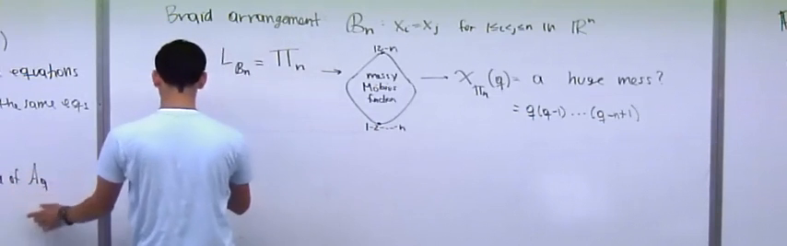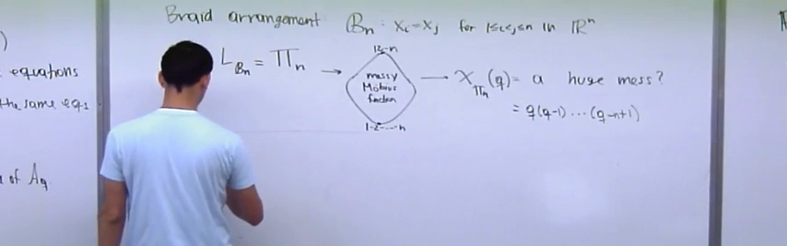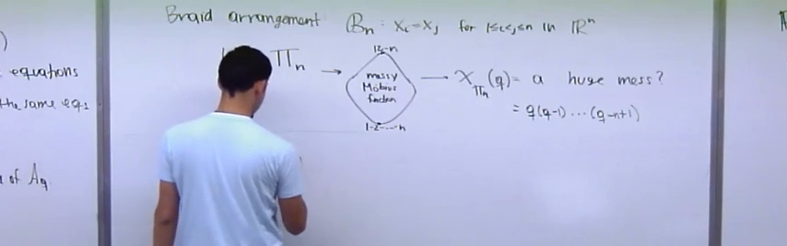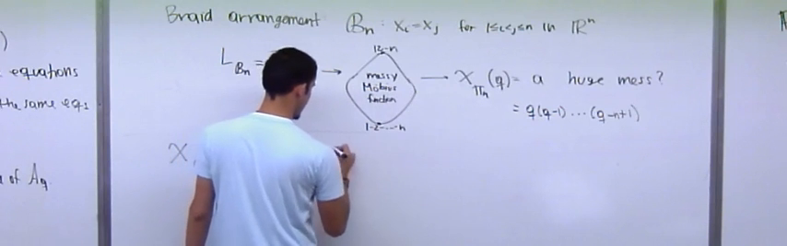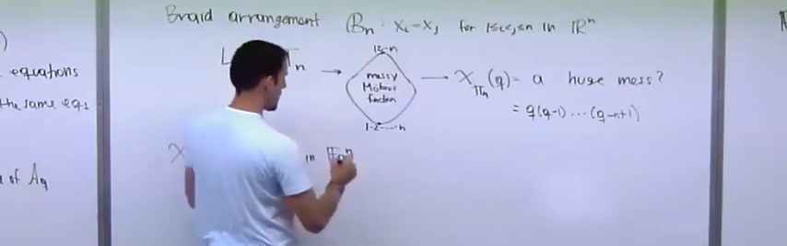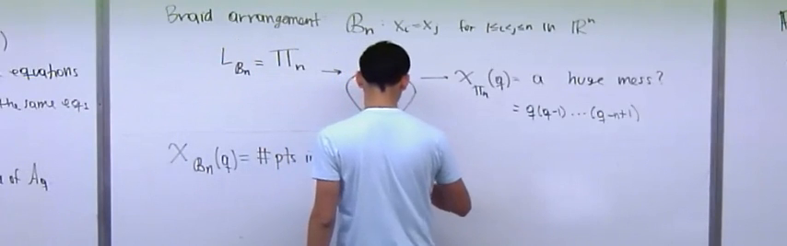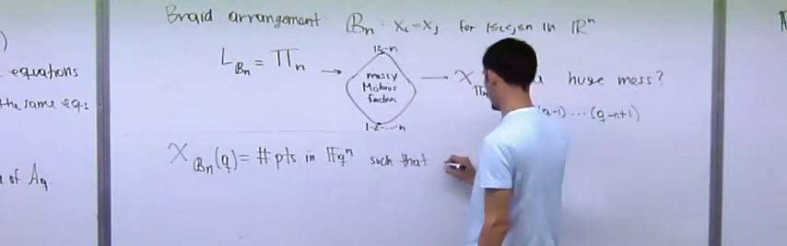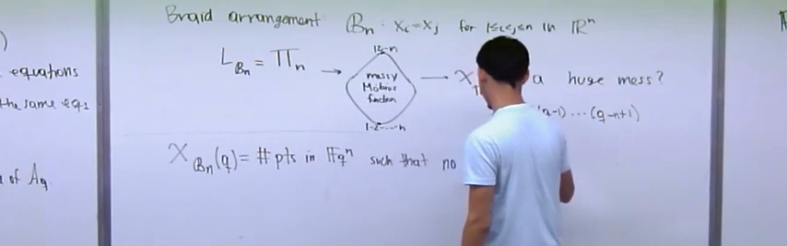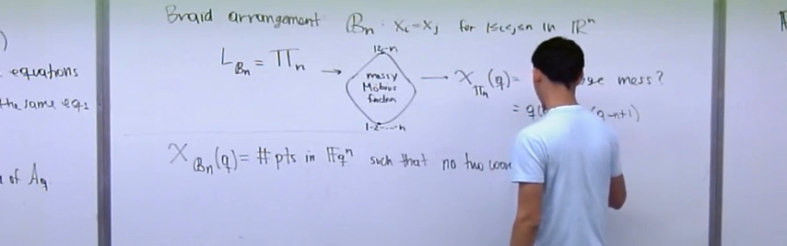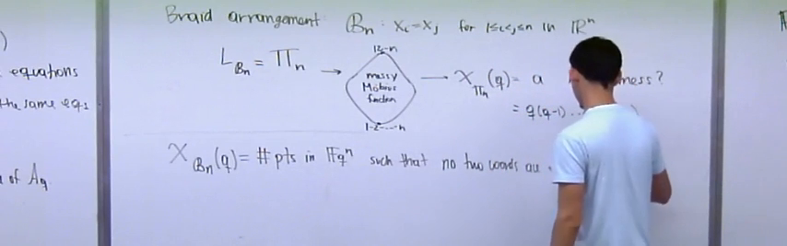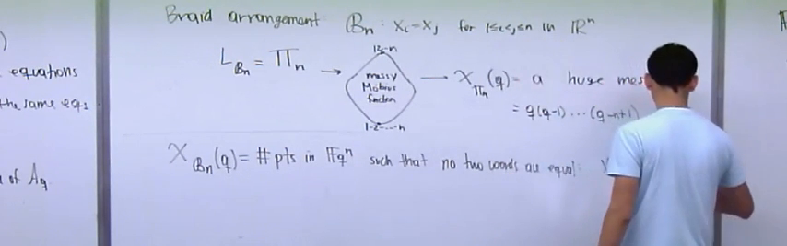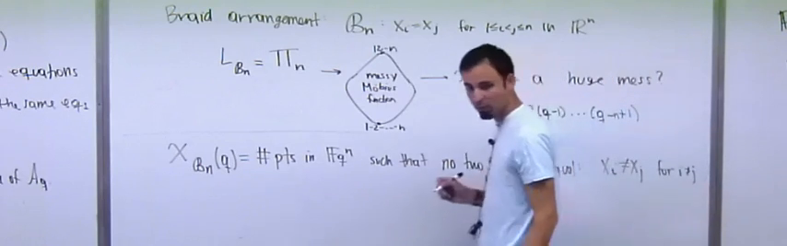Okay, but let's do it now using this. So what's the characteristic polynomial? We're supposed to compute the number of points in Fq to the n that are on no hyperplane. In other words, no two coordinates can be equal to each other. xi is never supposed to be equal to xj for i and j distinct.